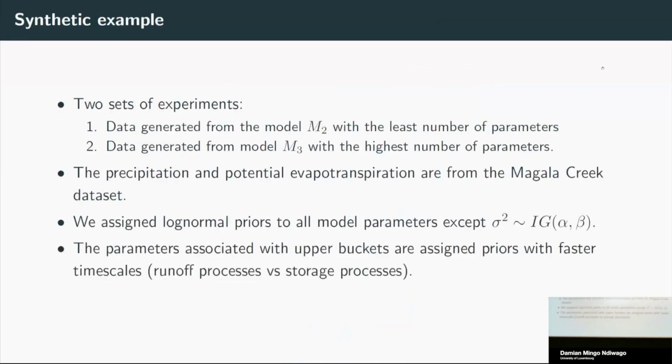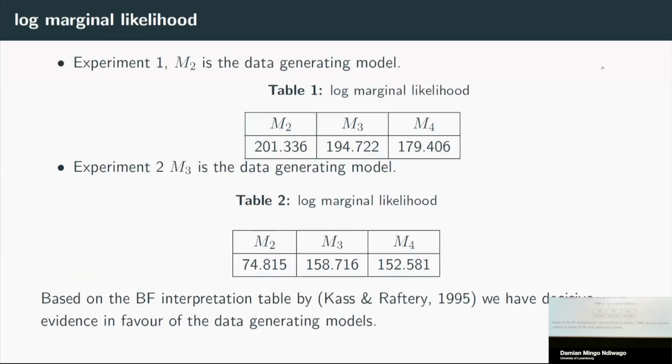So we generated data from a 2-bucket model and also from a 3-bucket model. And then, of course, since it's a Bayesian approach, we had to give prior distributions, for which we use log normal priors because it's a go-to prior that most people use. And then secondly, the parameters have to be positive. And most importantly, what we notice is that using log normal priors, the model converges very fast. And of course, for the variance, we use inverse gamma distribution, even though we also tried other distributions for it. But inverse gamma was really good.